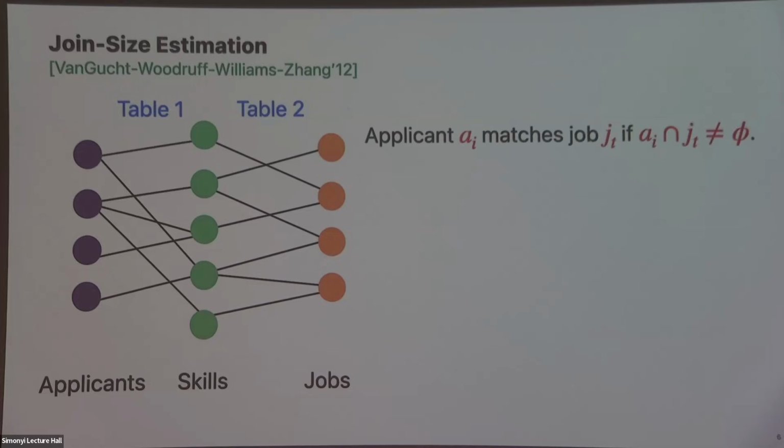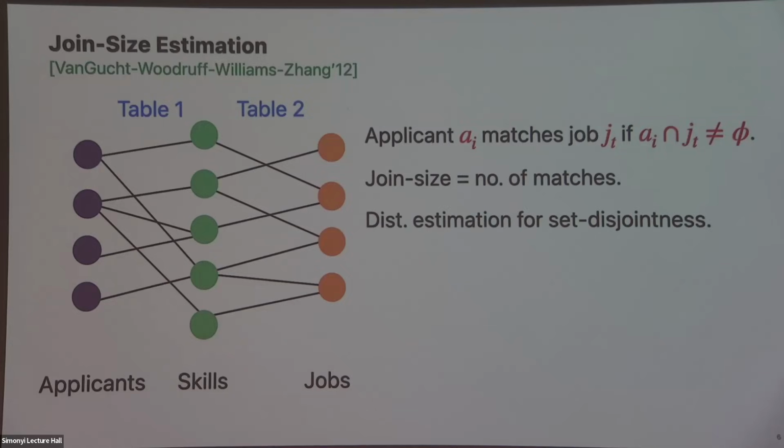Okay, great. So an applicant matches a job if there's some intersection between the set of skills the applicant brings and the set of skills the job is looking for. The joint size is the number of matches between these two. So these two have been stored as two distinct tables, right? So the joint size is the number of matches here.